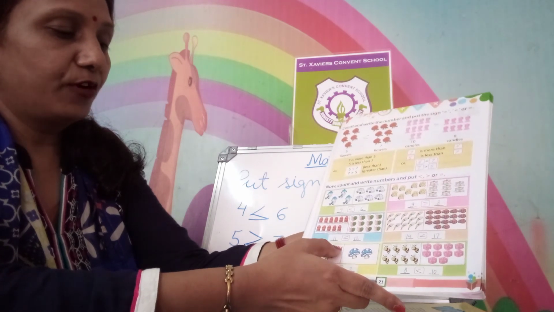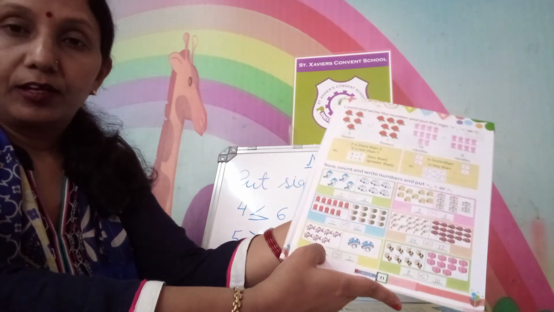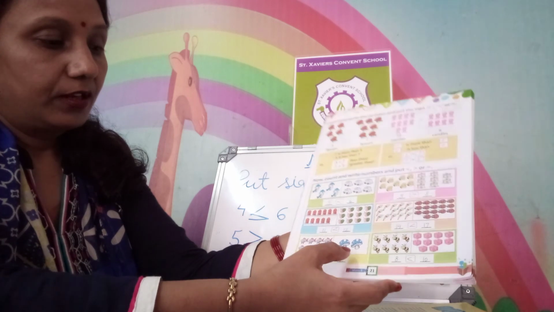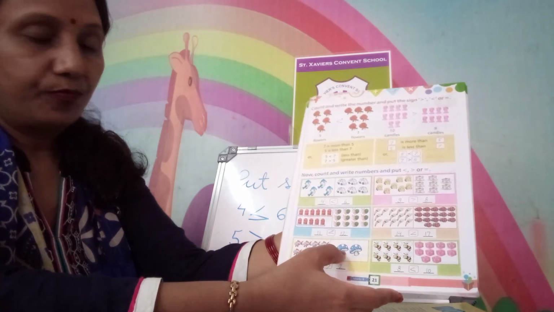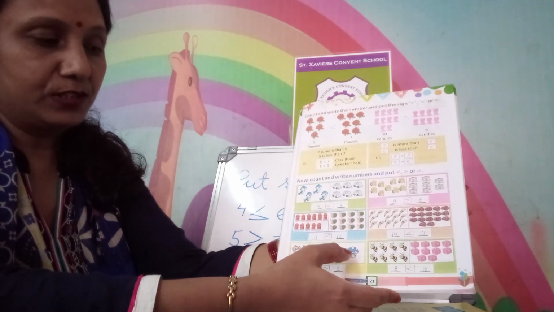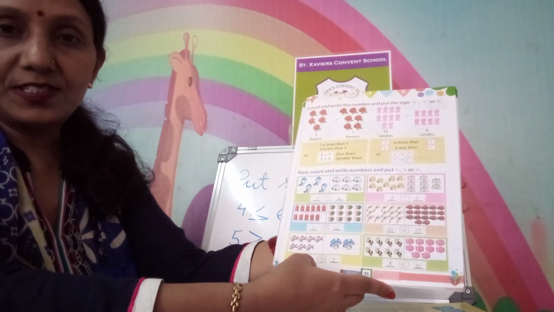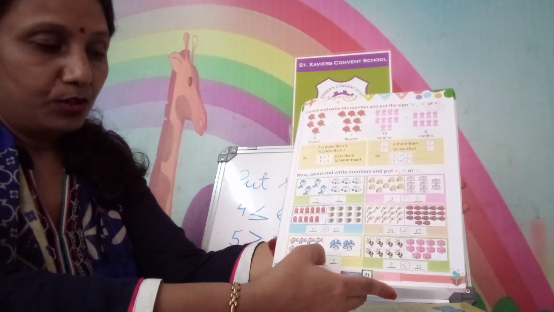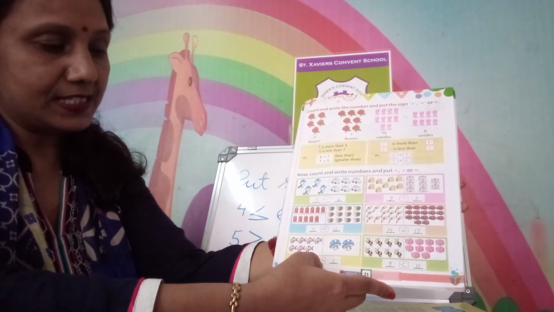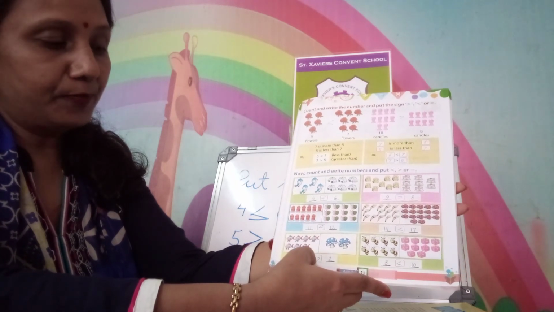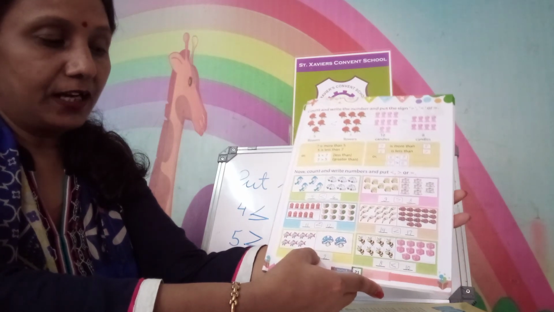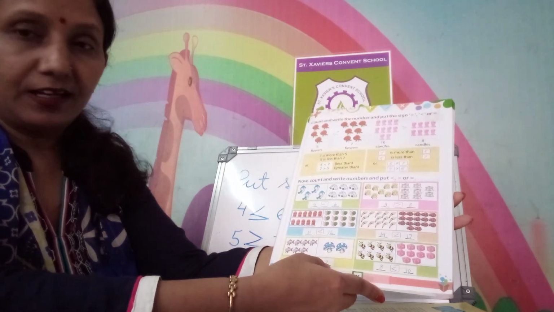1, 2, 3, 4, 5, 6, 7. Which number? 7. And here you see two pictures are there. 1, 2. Two things are there in this picture. So which is greater? 7 is greater than 2. So the mouth is open on the side where the pictures are more, and closed where the pictures are less.